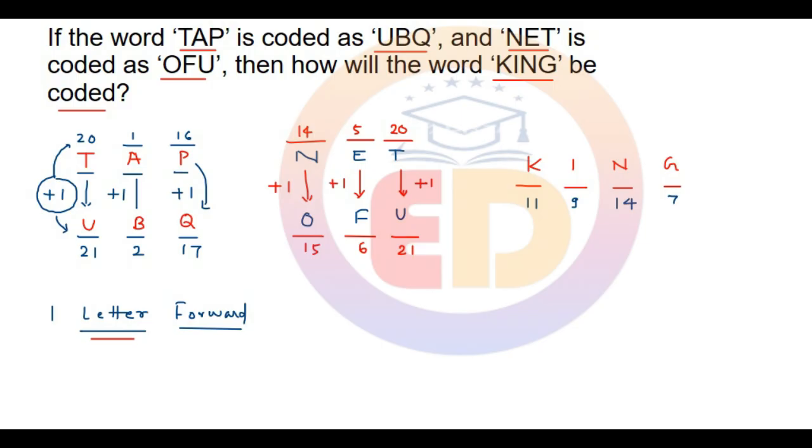Now, to find out its code, add 1. 11 plus 1 is 12. So the code of K will be the alphabet number 12, which is L. In the alphabet number of I, which is 9, I will add 1. 9 plus 1, it will become the 10th alphabet, which is J. For the next N, which is 14, add 1. It will become 15, which is O.